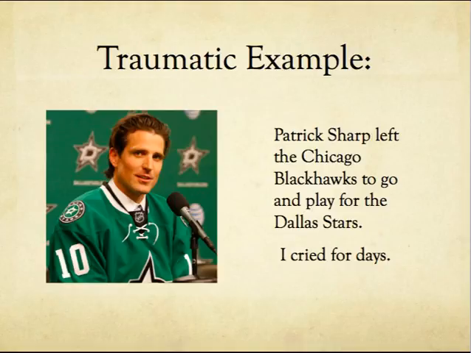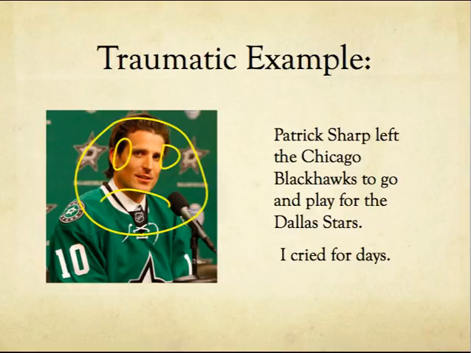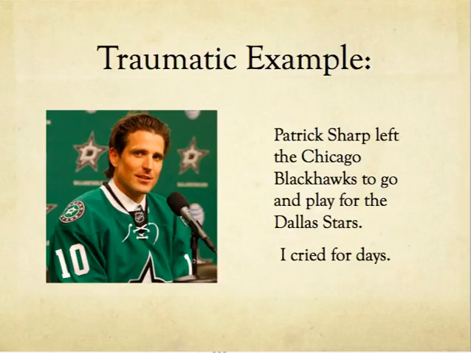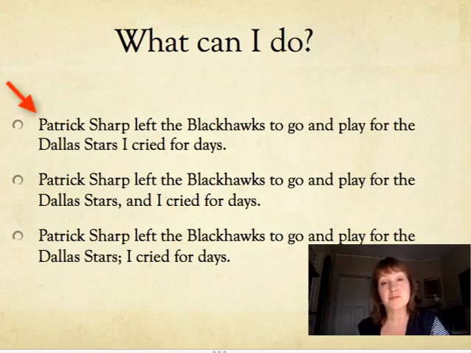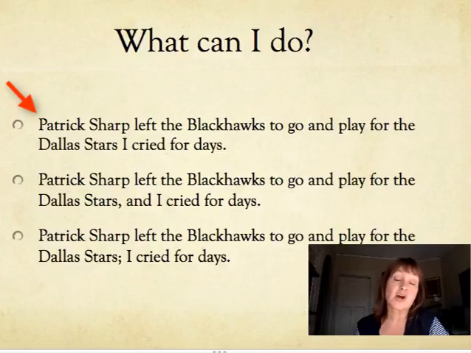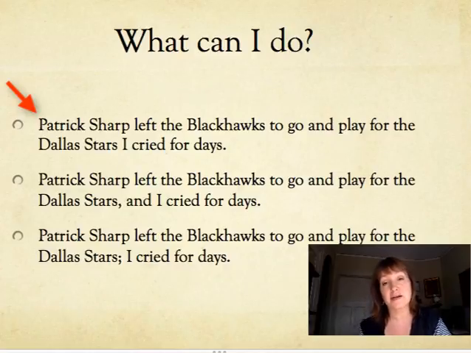Patrick Sharp left the Chicago Blackhawks to go and play for the Dallas Stars. I cried for days. These two sentences are inexorably linked. How can I show that? Well, let's look at the first example. Patrick Sharp left the Blackhawks to go and play for the Dallas Stars. I cried for days. It has a certain rhythm to it, but it's probably not conveying just the idea that we want, and it's not grammatically correct.